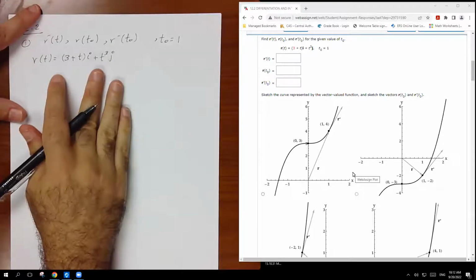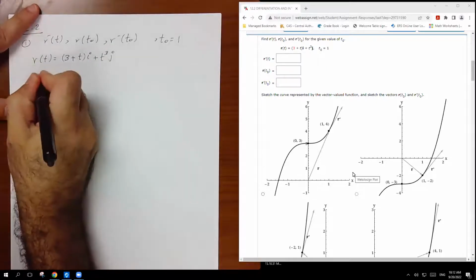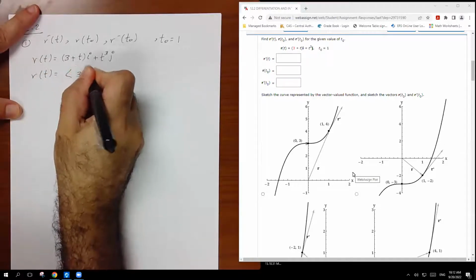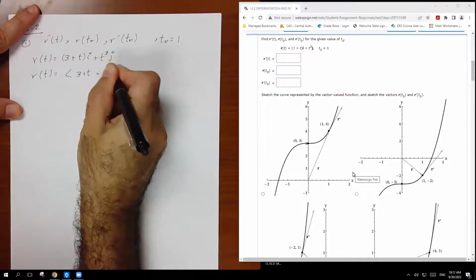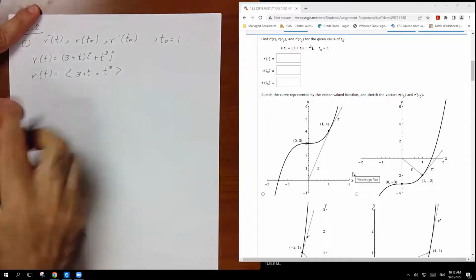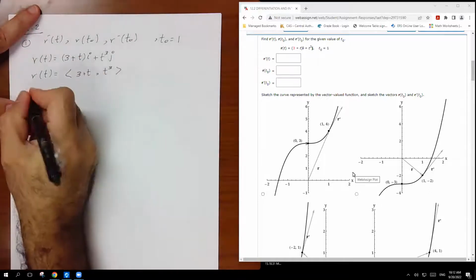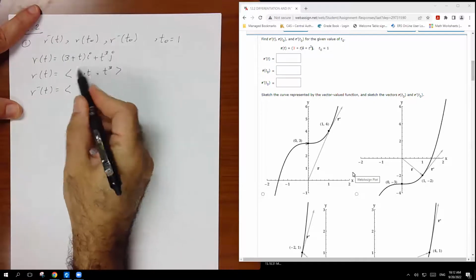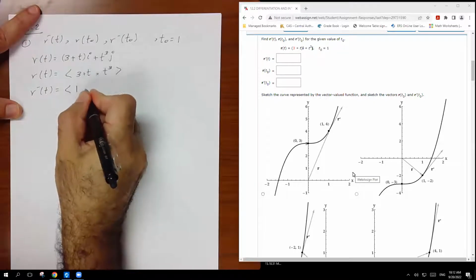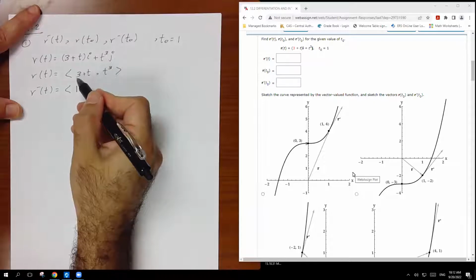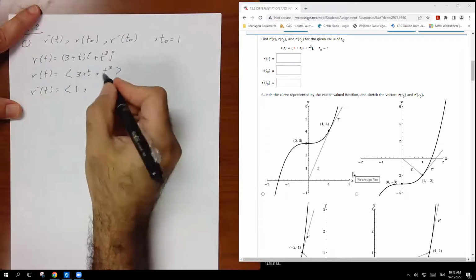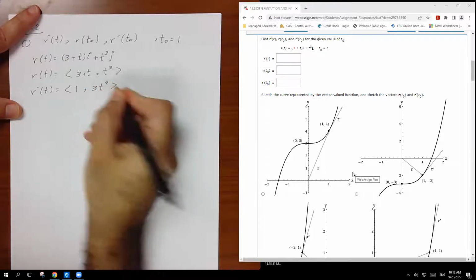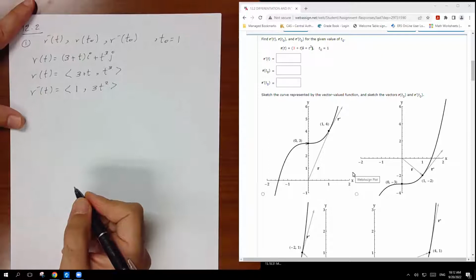If you work on this one, it's going to be fine. My way to work with this example, I'm always converting to the vector form. Now, this is r of t. The derivative of this is the derivative of the first part, which is 1, because the derivative of 3 is 0 and the derivative of t is 1. The derivative of t cubed is 3t squared. We're done with this one.